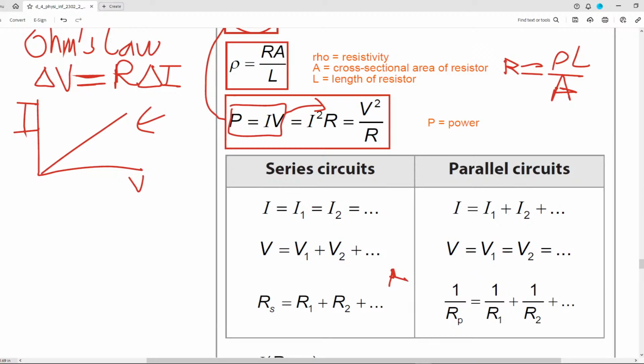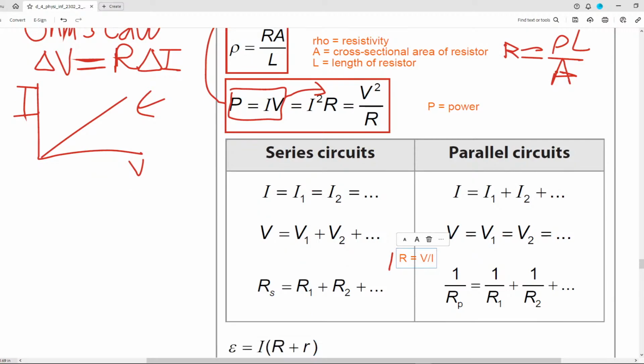R equal to V over I, you process through, and then you will get the resistance formulas down below. All right, these are called Kirchhoff's laws, Kirchhoff's rules. Current ones are called junction rules, and then voltage ones are called loop rules. Okay, make sure you review that.